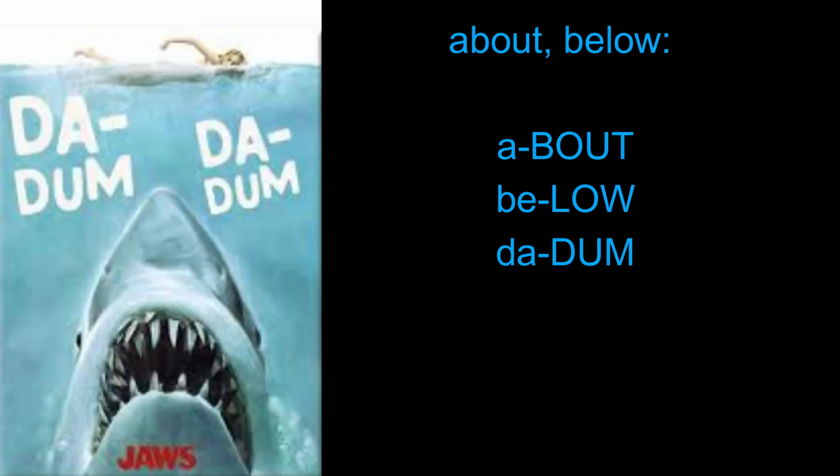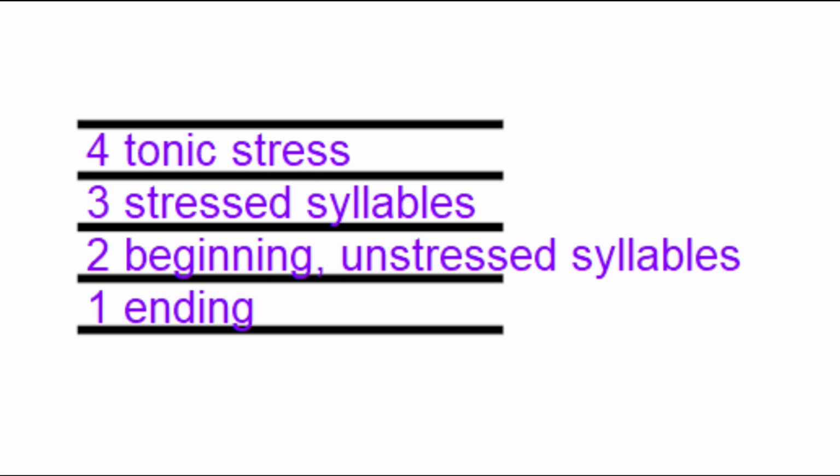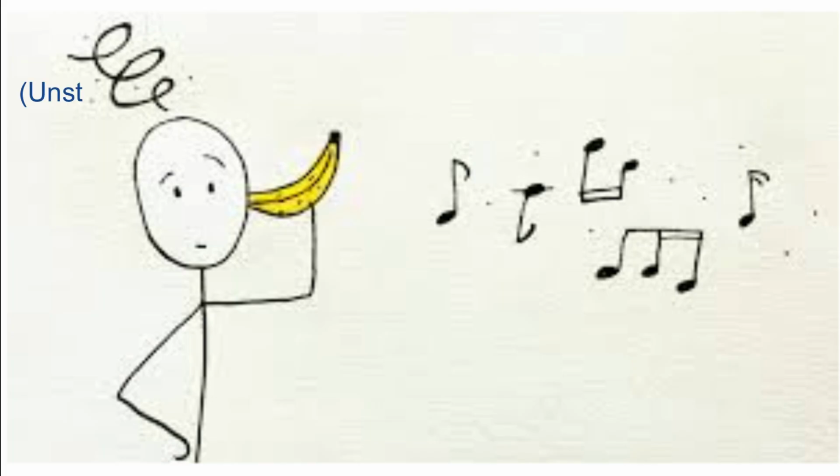For example, in words like about and below, the rhythm follows a da-DUM pattern. About, below. The first syllable is unstressed, quieter, lower, and shorter, while the second syllable is stressed, louder, higher, and longer. Since unstressed syllables are quieter and faster, non-native speakers often struggle to hear them in fast speech. This is one of the main reasons why listening comprehension is difficult for non-natives.